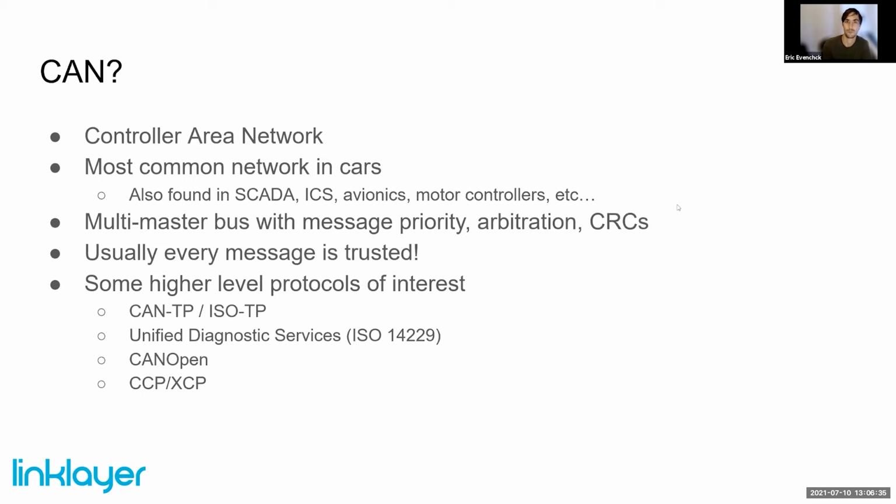Now, CAN itself is a very low-level protocol. It lets us send 8 bytes of data at a time, but there are some interesting higher-level protocols that come into play. There's this thing called CANTP or ISOTP, depending on what name you want to use. This is used to string CAN frames together to make longer payloads of data. Again, 8 bytes per frame is limiting when you want to do something like a firmware update.